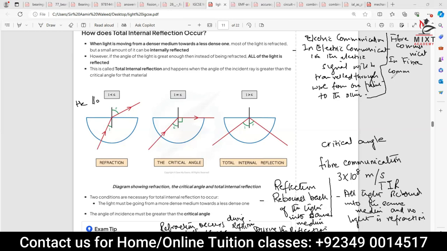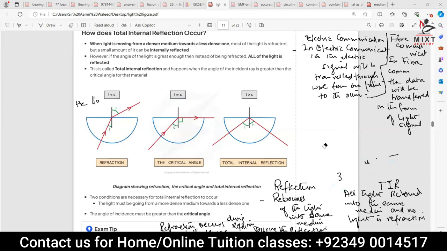In fiber communication, the data will be transferred in the form of light signal. That is one of the biggest differences between electric communication and fiber communication. In electric communication, the data travels in the form of electric signal. In fiber communication, the data will travel in the form of light signal. Okay. What is the second difference between the two?